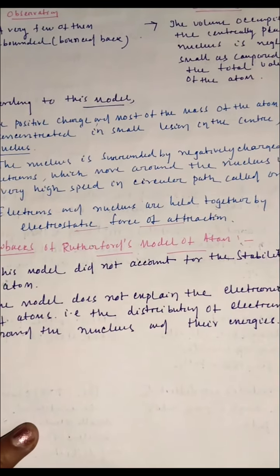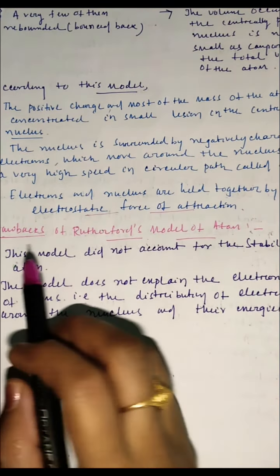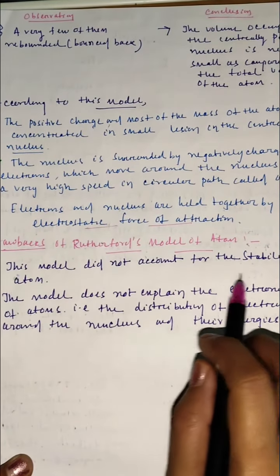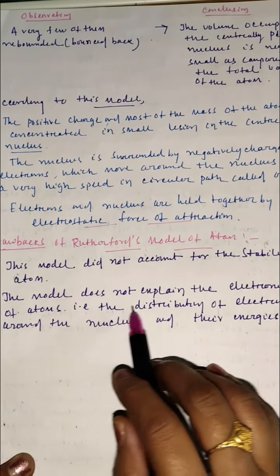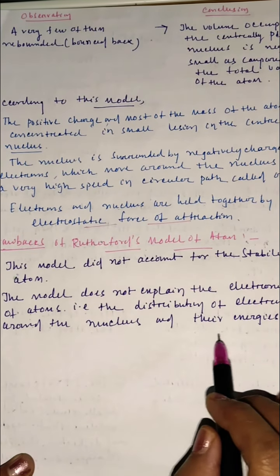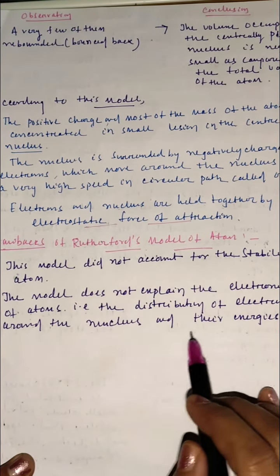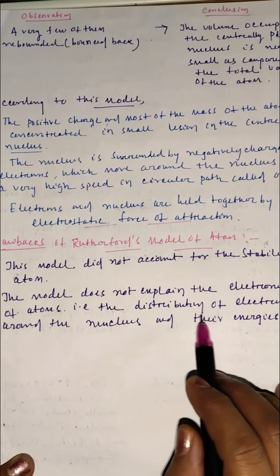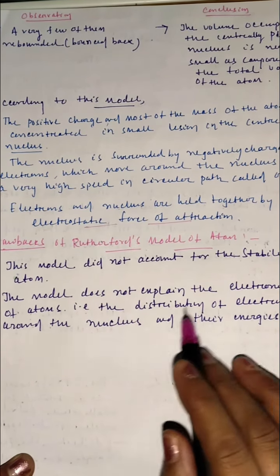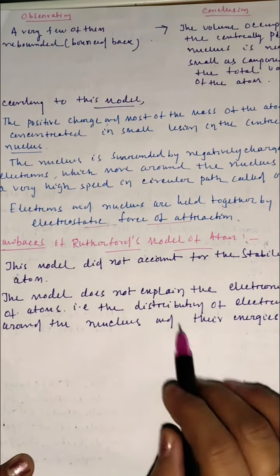Okay. Now what are the drawbacks of Rutherford's model of the atom? This model did not account for the stability of the atom. Second point is the model does not explain the electronic structure of the atom. That means the distribution of electrons around the nucleus and their energies. That means the force of attraction between the nucleus and the electrons is not explained, as well as what the energy is, that means either energy is absorbed or energy is released. So he did not explain this.